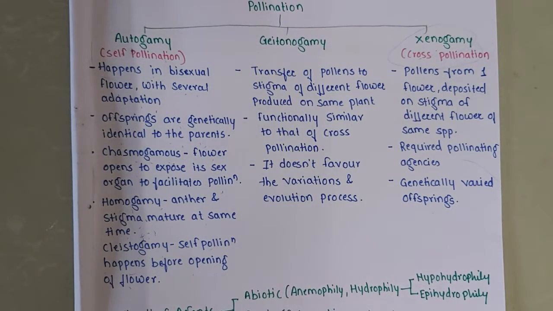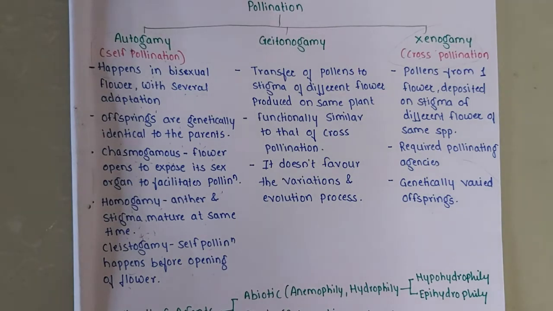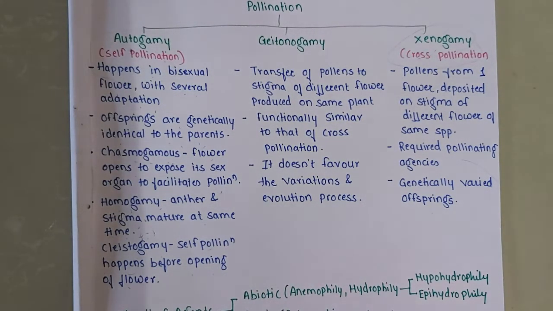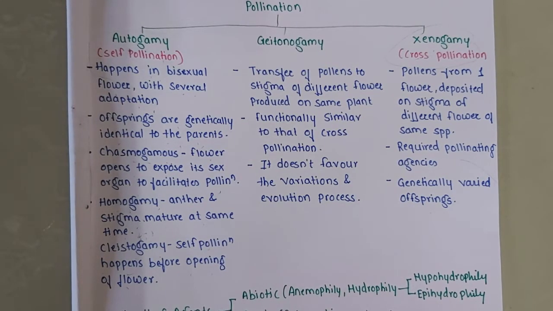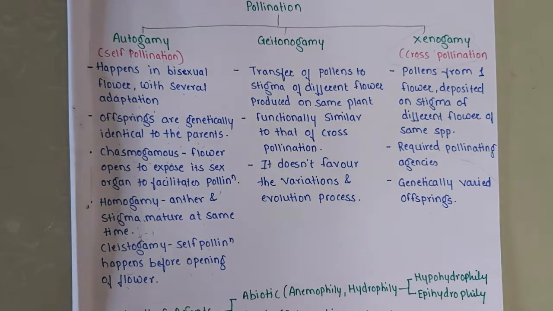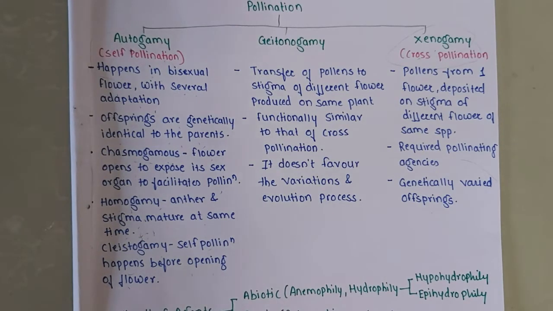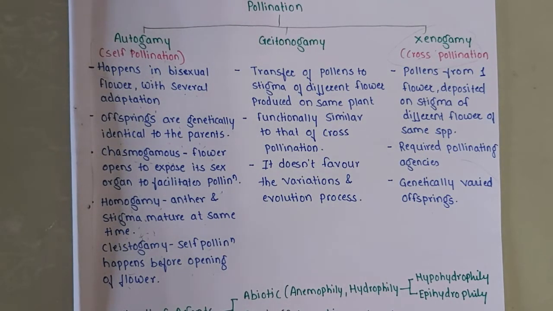The next type of pollination is geitonogamy. This is the transfer of pollen to the stigma of a different flower produced on the same plant. So the plant is one, but the flowers are different. Pollen grains from one flower are transferred onto the stigma of a different flower of the same plant.